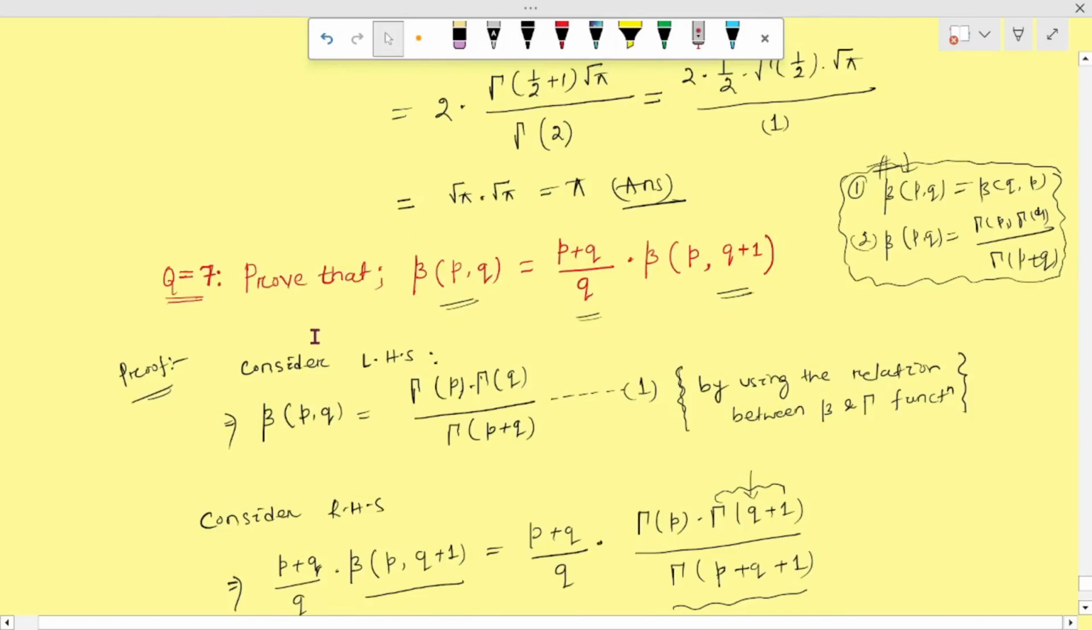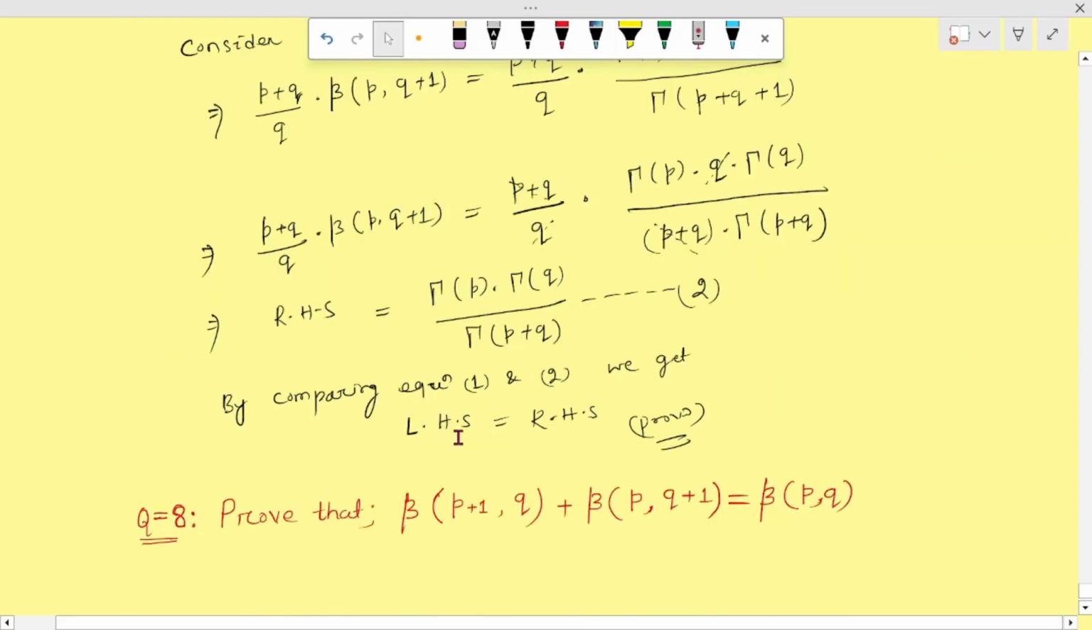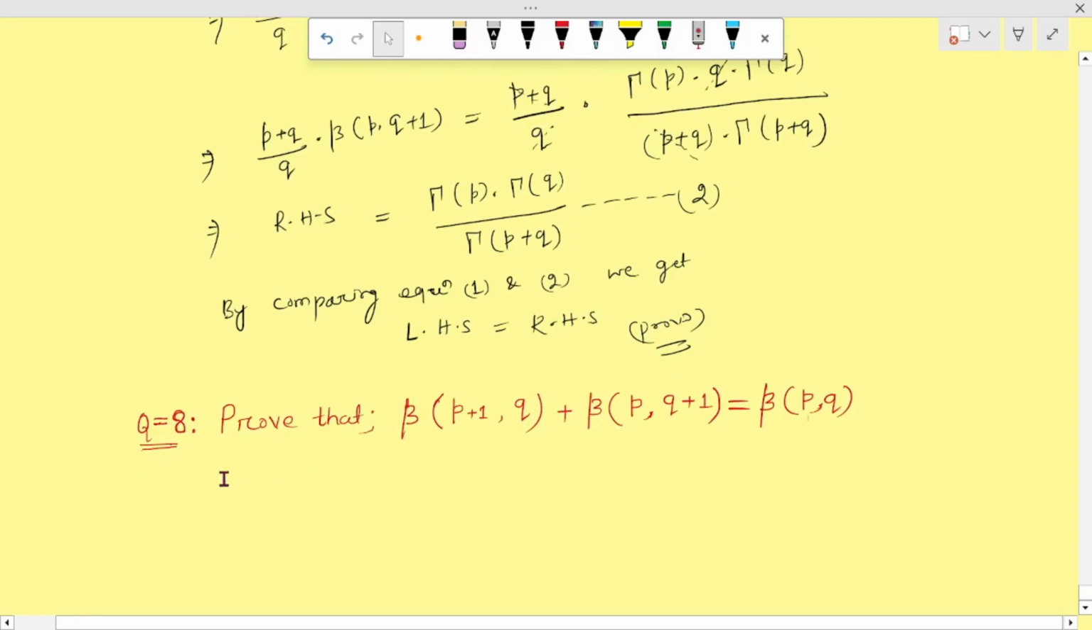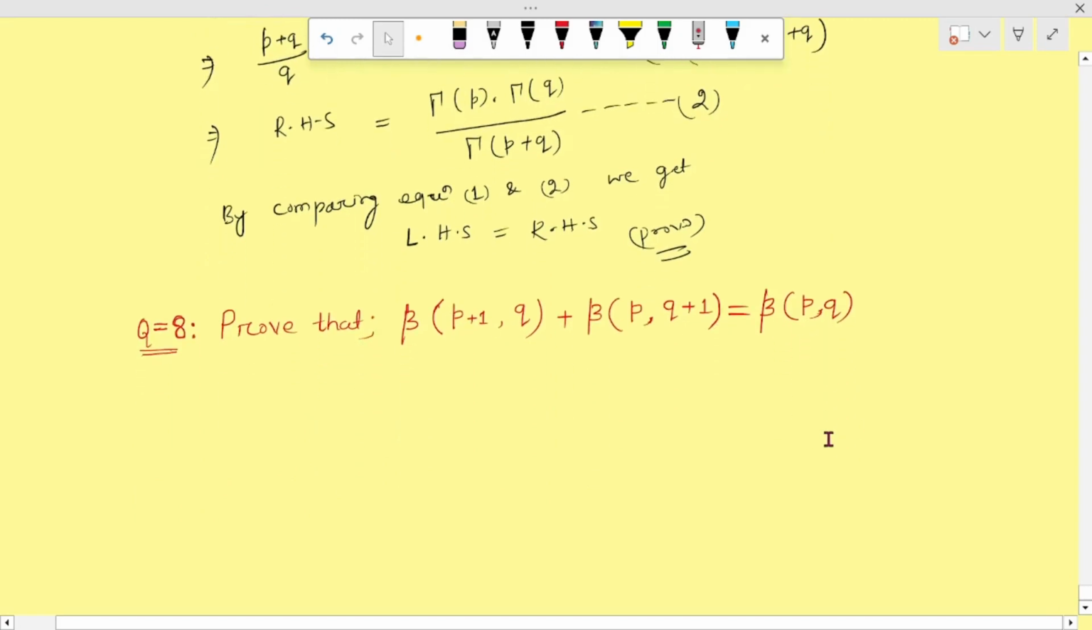Question number 8. It has been given that we have to prove beta(p+1,q) plus beta(p,q+1) will be equal to beta(p,q). Okay, from the LHS we are going to solve it using the properties of the beta function, that is the symmetry property and the relation between beta and gamma function. So here the proof starts. From the LHS, what do we have?